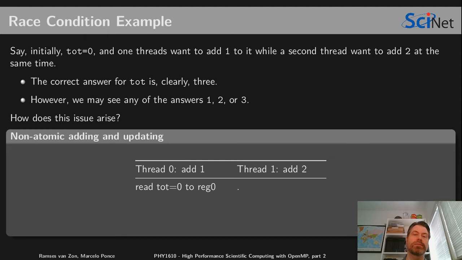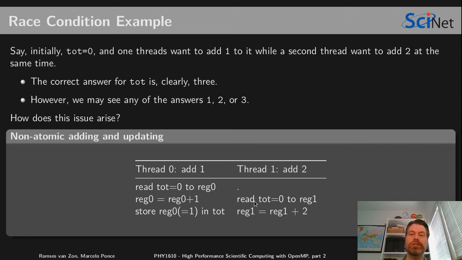Then it can update its registry. So the registry gets added to 1, and then it stores the result in tot. But at the same time, just as it was updating its registry, is when thread 1 kicked in. And just by random chance, it kicked in 1 clock cycle later. And so it starts reading the variable tot into its registry just a little bit later. But tot is still 0, because tot lives in memory, not in the registers. And so it reads 0 into its registry.